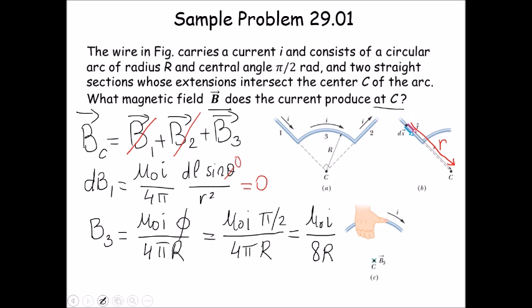What is missing here is the direction. Magnetic field is a vector, so we need the magnitude and we need the direction. For the direction, we use the thumb rule or right-hand rule. You put your thumb in the direction of current, as shown here, and you see that your fingers are pointing into the board. So the magnetic field is into the board here. That's the net magnetic field at the center. This is the direction, and this is the magnitude.